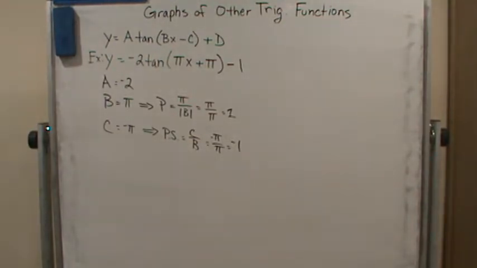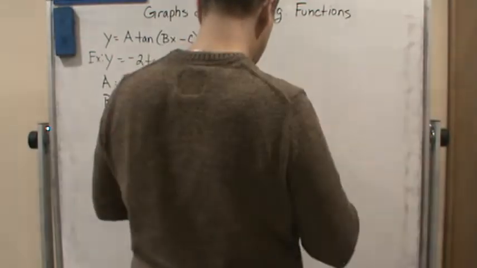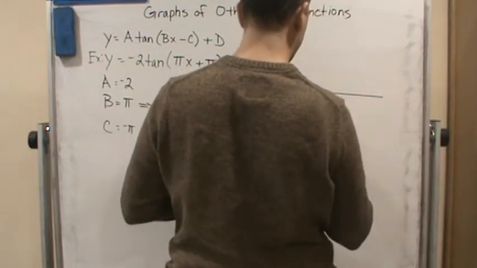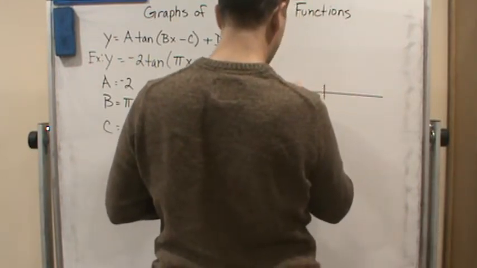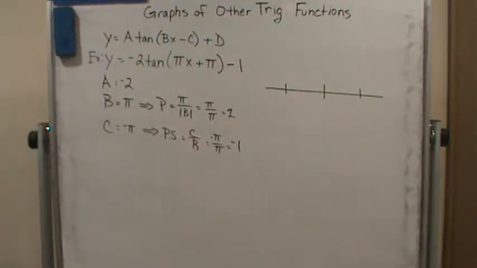Now, what else can we say? Well, the asymptotes. We need to know the asymptotes, and we also need to know that it's shifted. So let's sketch the graph. We'll do it right here. We're just going to sketch one period.